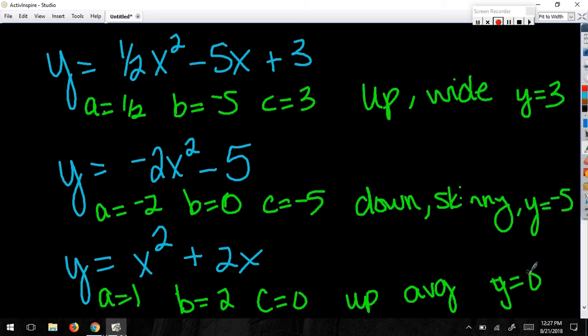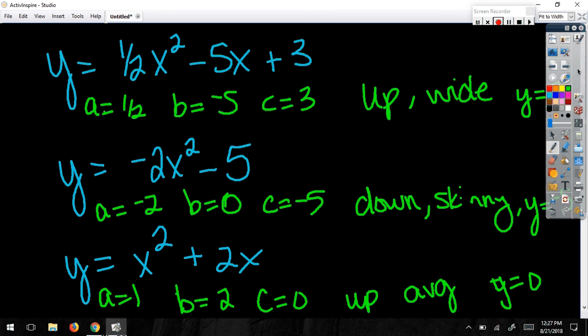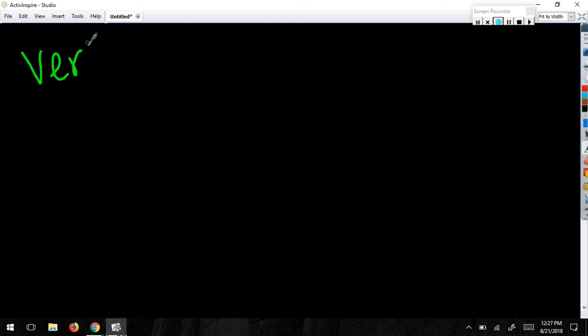Other questions? We okay? Okay, let's talk about the vertex. I told you the most important part was the vertex. The most important point on that parabola is the vertex, so I need to tell you how to find it. And then we're going to put all this together and actually graph them.